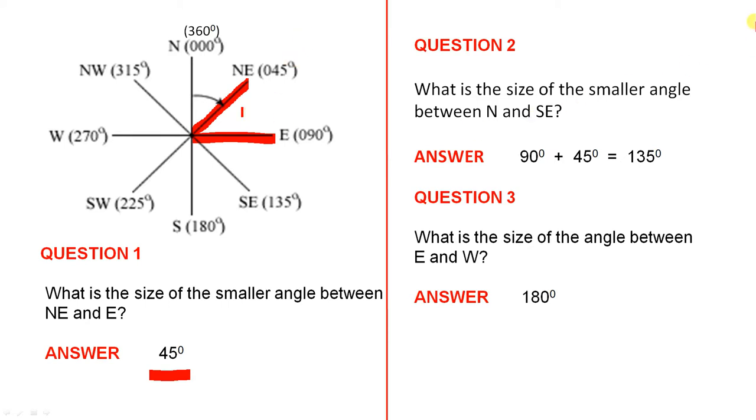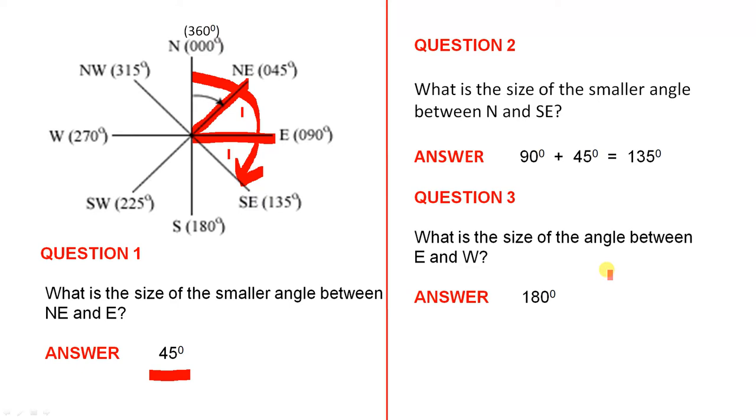What is the size of the smaller angle between north and southeast? So we're talking there about that angle there. See that? Up to there. Well, the answer is 90 plus 45, because right around to the east line is 90, and that little angle in there is 45. If you add those together, you get 135 degrees.